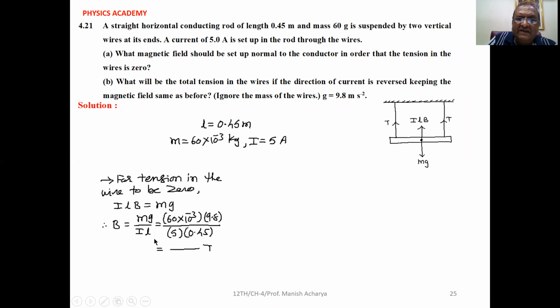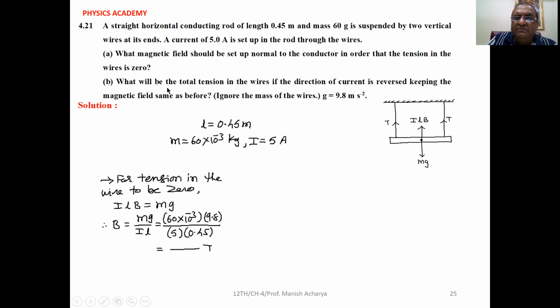So B, that is mg upon IL, mass that is 60 into 10 raised to minus 3, g that is 9.8, I that is 5 ampere, and length of the rod 0.45. Solve it, you will get the magnitude of the magnetic field which should be applied here.